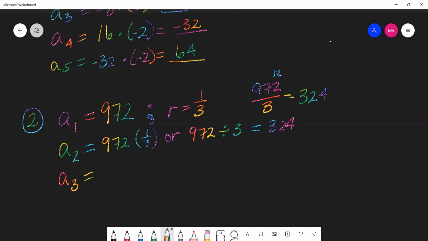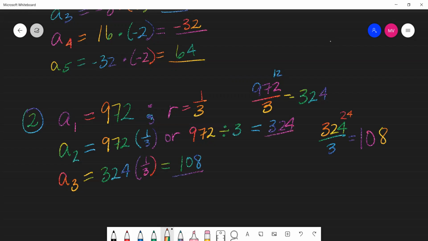A3 is what? Times 1/3, right, which we can write out as 324 divided by 3. 3 goes into 3. 3 goes into 2. So carry it. 3 goes into 24. Exactly. I gotta watch out for that math. 108.